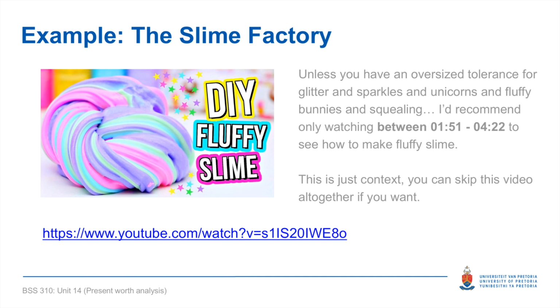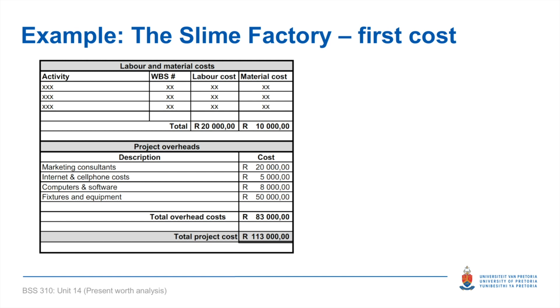And to get you just a little bit deeper into my lockdown experience, I would love for you to watch this little YouTube clip so that you can see what I have been exposed to for many days on end. If you really do have an aversion for sparkles and high-pitched voices and bunnies and things that are fluffy, then I recommend that you only watch from 1 minute and 51 seconds up to 4 minutes and 22 seconds to see how to make fluffy slime. If you do feel like really empathizing with me and my lockdown experience, then feel free to watch all 7.5 minutes of it. So let's get right into it.